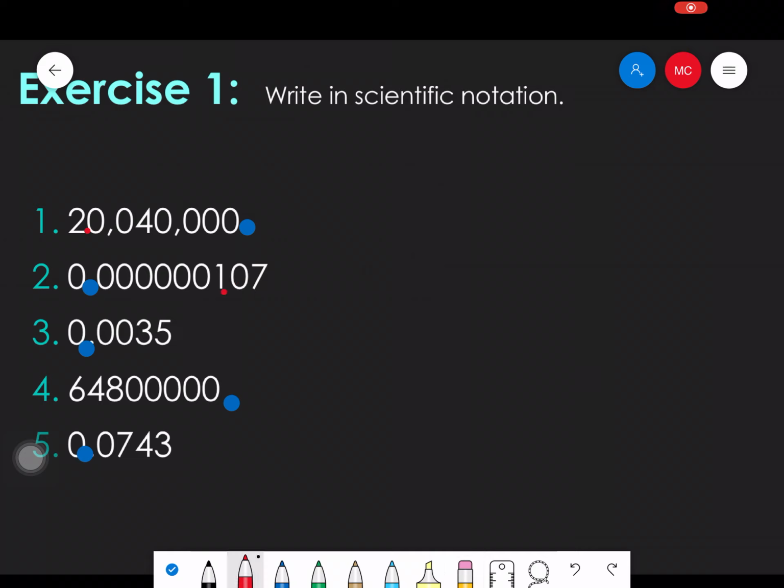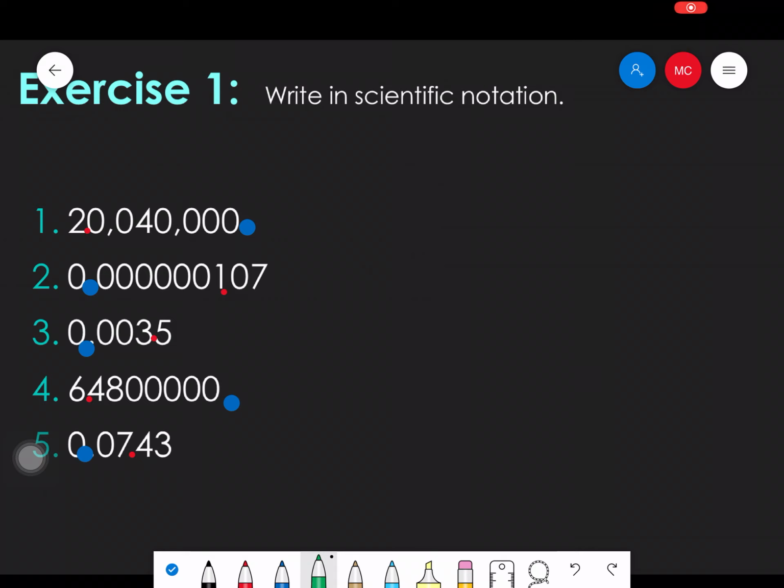Then the second one, it's 0, 0, 0. 3 is my first digit, that is not 0. For 1, it goes here because that's the first digit from left to right. And then number 5, it goes between the 7 and the 4. Why? Because that's the first digit that's not 0.